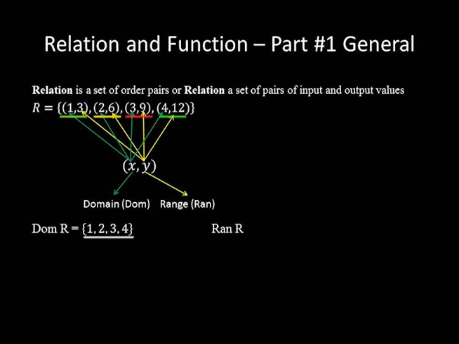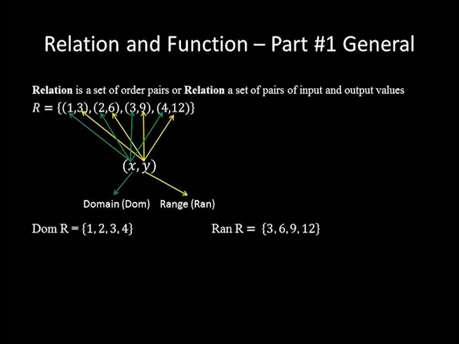Range of relation equal to: range refers to a set consisting of the output, or second, values of each ordered pair. Second values are simply values after the comma, or values in place of y. These are 3, 6, 9, and 12.